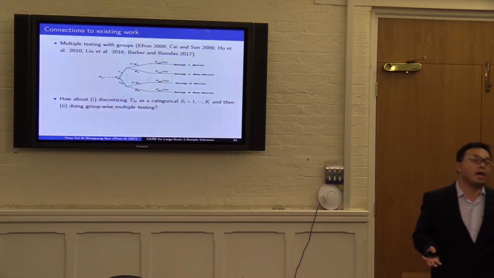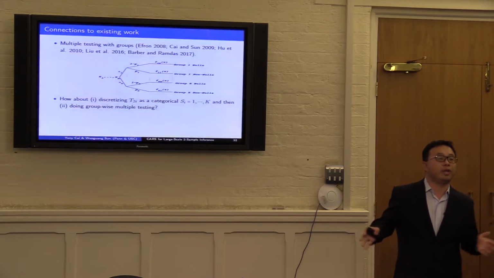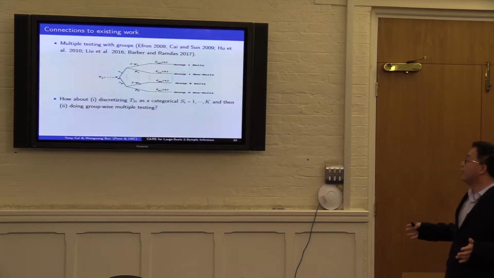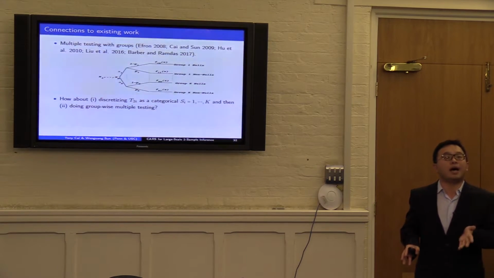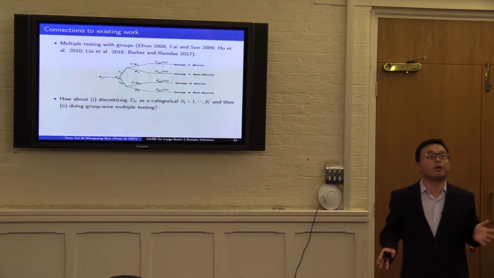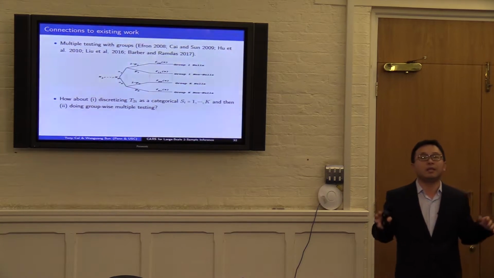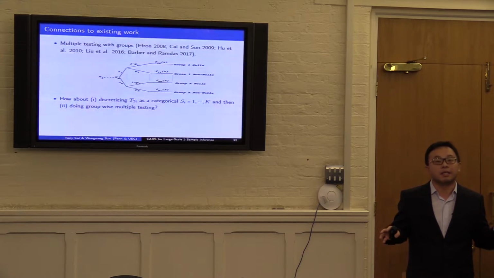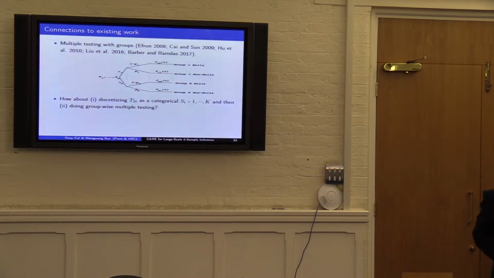And this actually motivates us to consider an alternative strategy to utilize the auxiliary information, the grouping method. Essentially, you can do a two-step procedure. First, you can discretize the T2I into a categorical variable S, which takes values from 1 to k. And then we can conduct multiple testing using these groups. And this grouping strategy has several important disadvantages compared to the CARS.